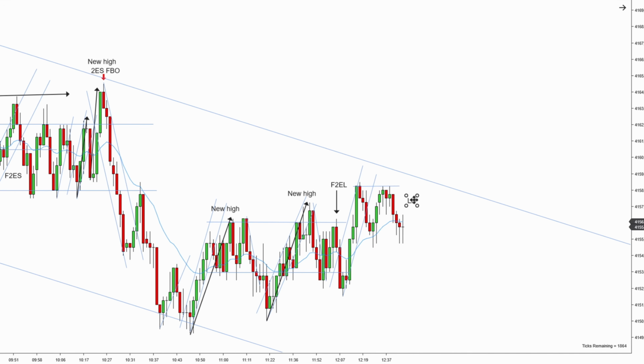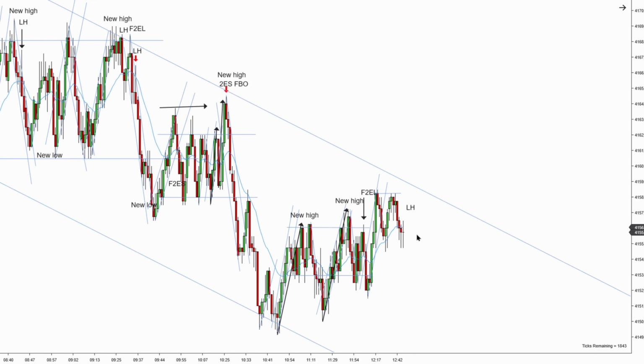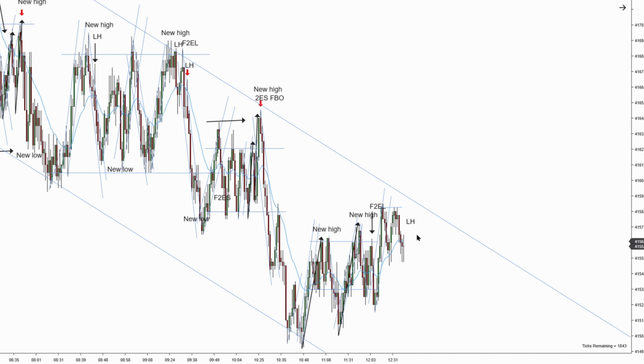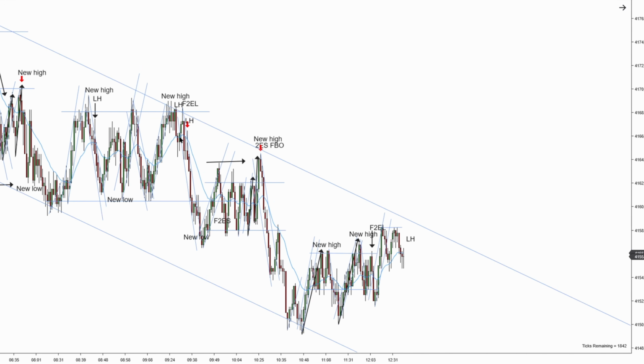Doji bar. And the reason why I like selling a lower high here, or even thinking about this, is because once again, notice the similarity in all of these patterns here. You're selling a lower high or failed second entry long at the top of the resistance, at the top of the correction phase. Same thing right here.